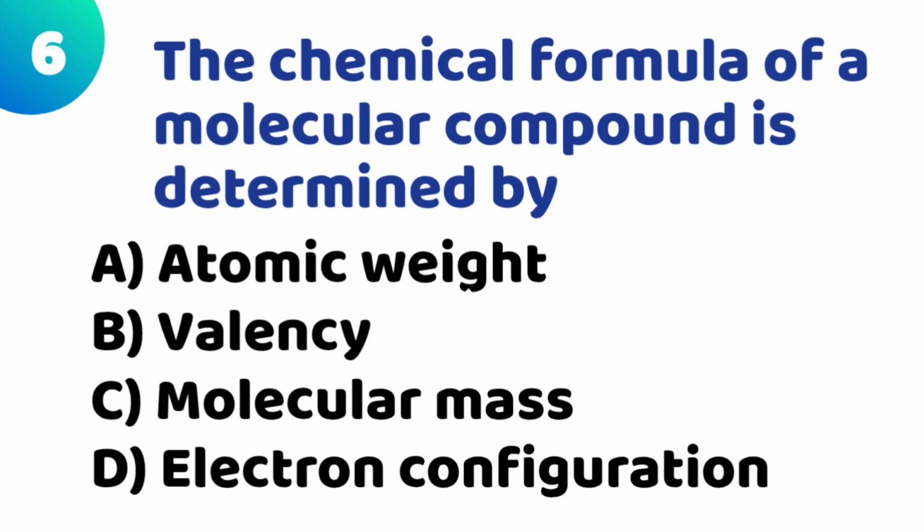Sixth case. The chemical formula of a molecular compound is determined by option A, atomic weight, option B, valency, option C, molecular mass, option D, electron configuration. The correct answer is option B, valency.